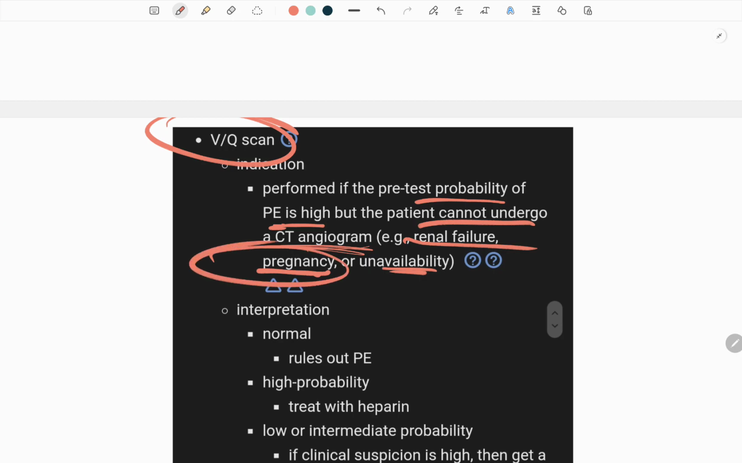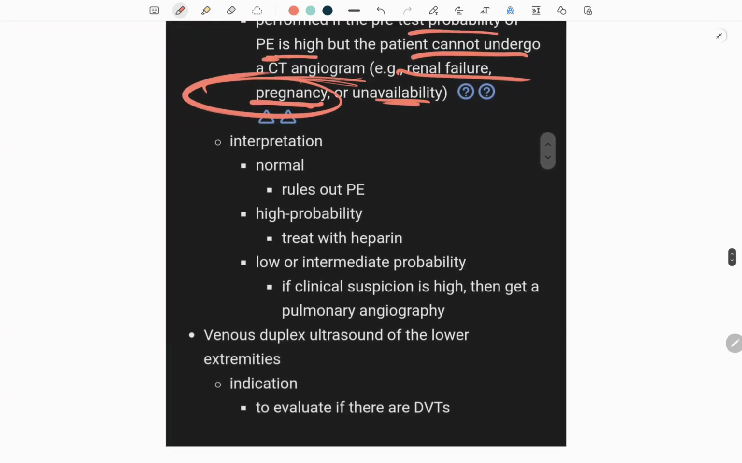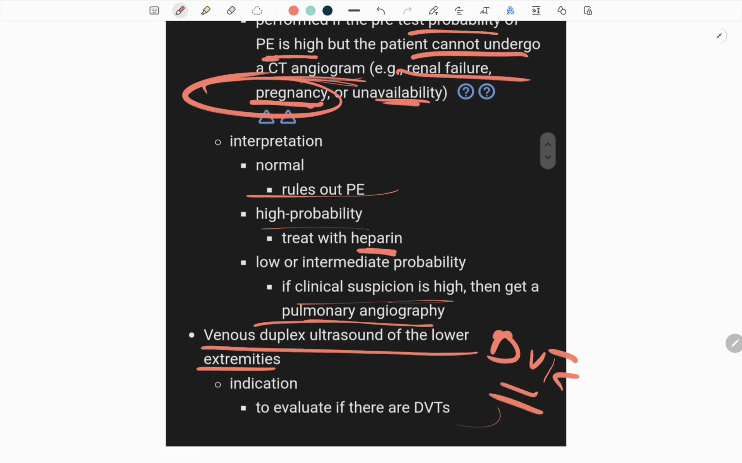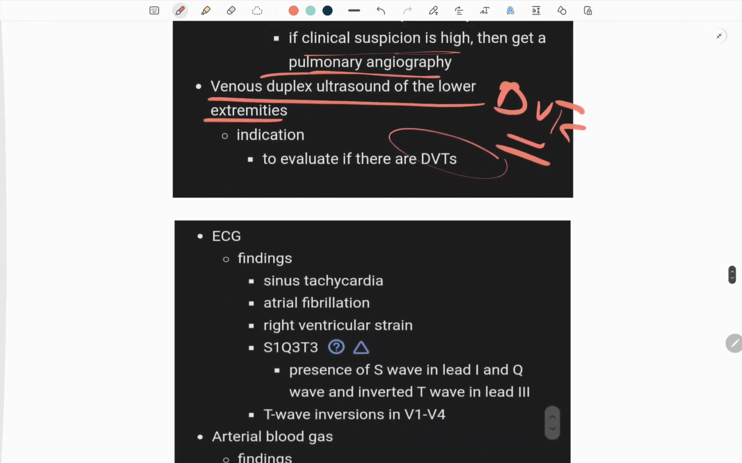A pregnant female comes with the symptoms of pulmonary emboli. What will be your next step of management? It would be a VQ scan. Please remember this point. Now if the VQ scan is normal, you rule out pulmonary embolism. If it is high, probably treat with heparin. If it is low or intermediate, and clinical suspicion is high, then get a pulmonary angiography. Anyway, venous duplex ultrasound of the lower extremity to check for DVTs, to evaluate if there are any DVTs there or not.